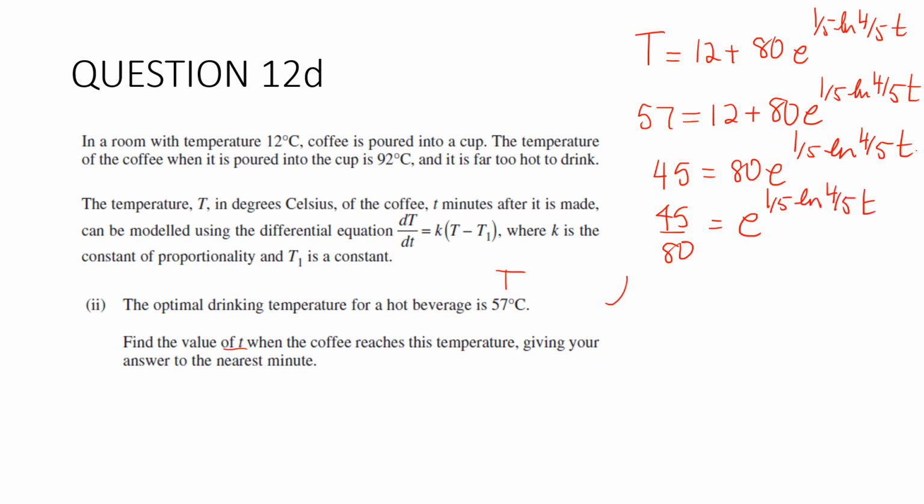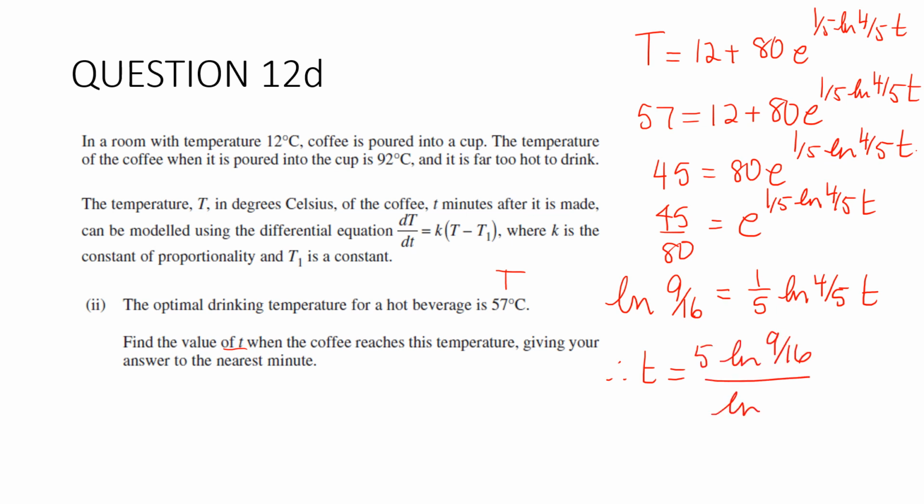Take logs of both sides. What's 45 divided by 80 in the simplest form? It is 9/16, equals 1/5 ln(4/5) t. Therefore, t is going to be equal to 5 ln(9/16) divided by ln(4/5), and I'm going to use my calculator.